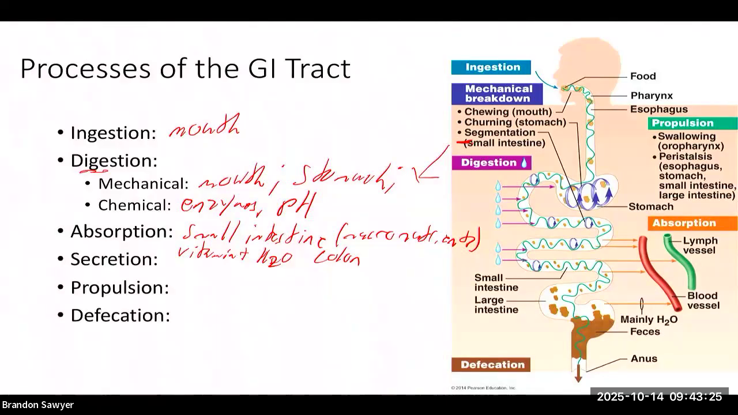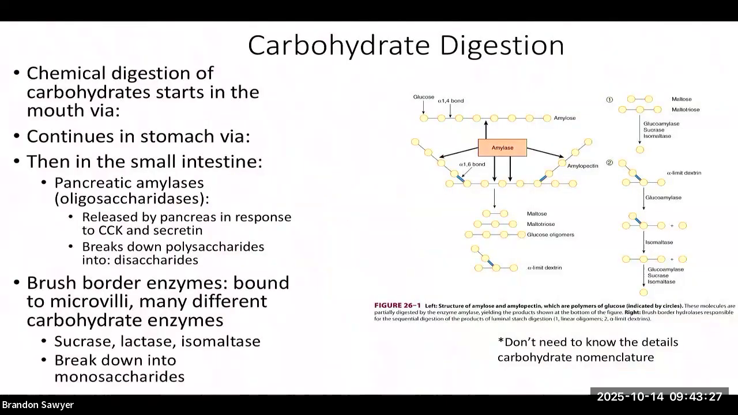Okay. All right. Well, let's talk about each macronutrient here, and we'll talk about how they're digested and then how they're absorbed. So we'll start with carbohydrates. We're just talking about chemical digestion of carbohydrates, which starts in the mouth via that salivary amylase.